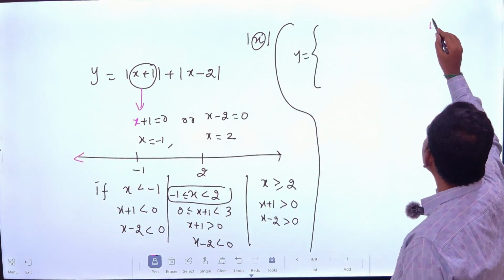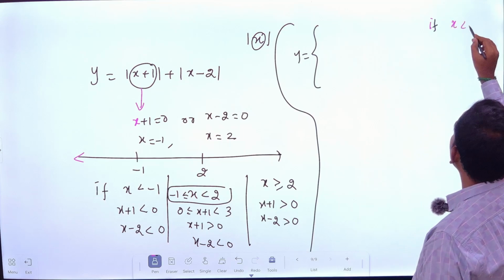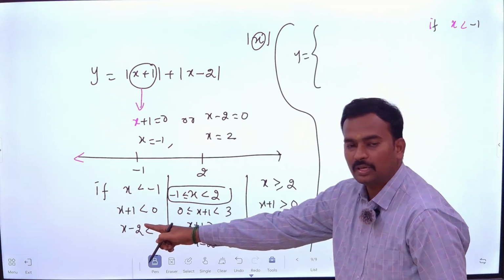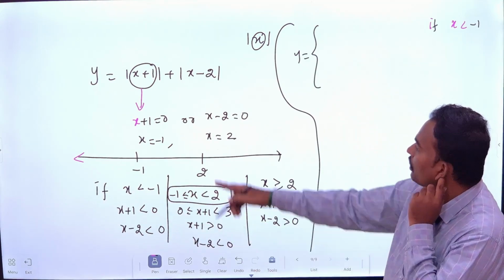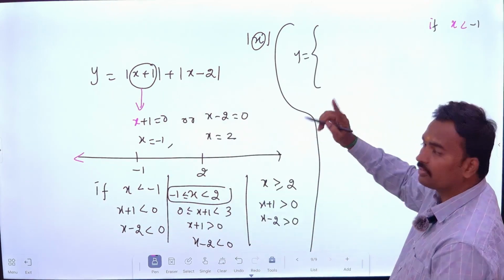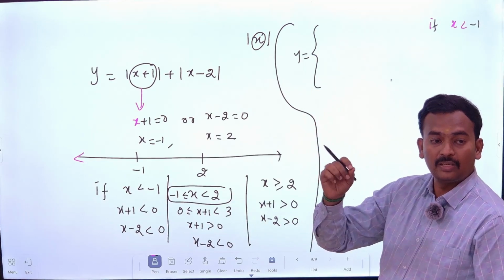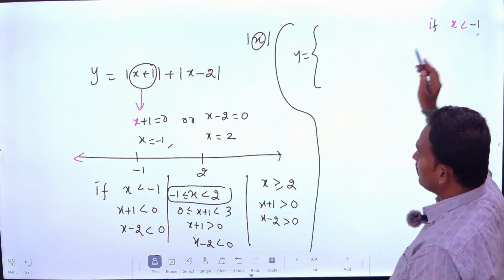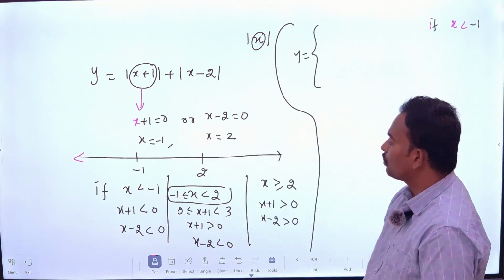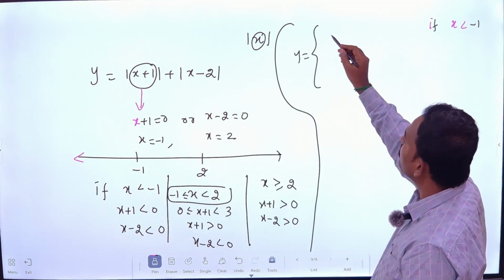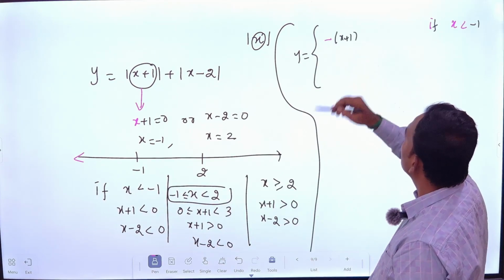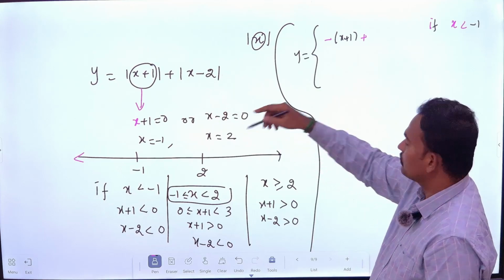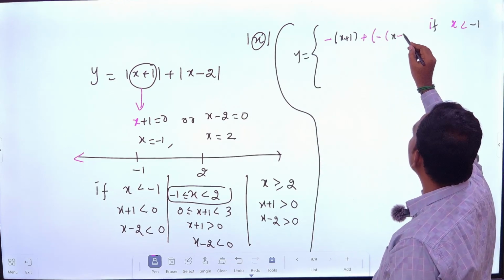When x is less than minus 1, you know that both x plus 1 and x minus 2 are negative. Therefore, how to write mod x plus 1? You know the definition of mod x: mod x is minus x when x is less than 0. So here, when x is less than minus 1, both are negative. So mod x plus 1 is minus of x plus 1, and mod x minus 2, also negative here, is minus of x minus 2.